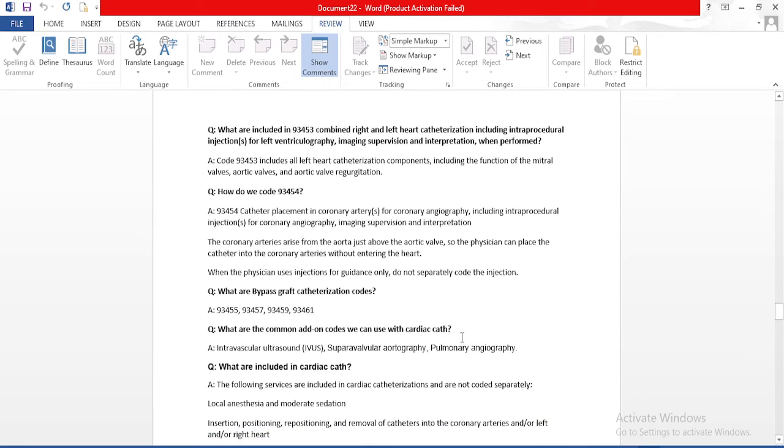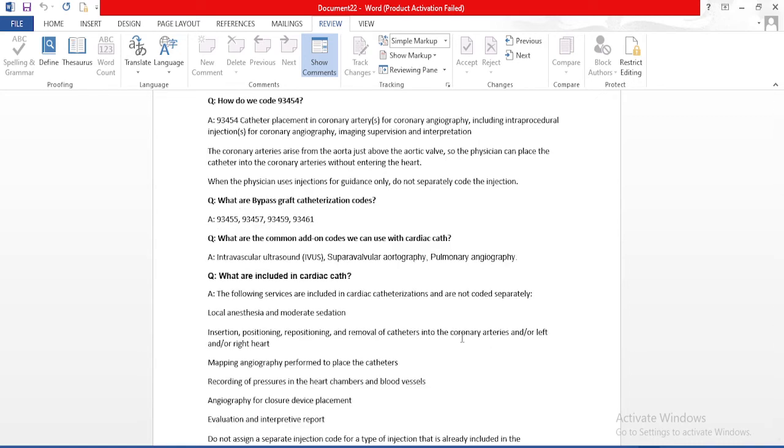Next, what is included in 93453? This is a combined right and left cardiac catheterization. Code 93453 includes all left heart catheterization components, including the function of the mitral valve, aortic valve, and aortic valve regurgitation. So if the physician performs combined right and left heart catheterization, he is going to get all the details about left heart catheterization and the function of the mitral valve and aortic valve regurgitation.